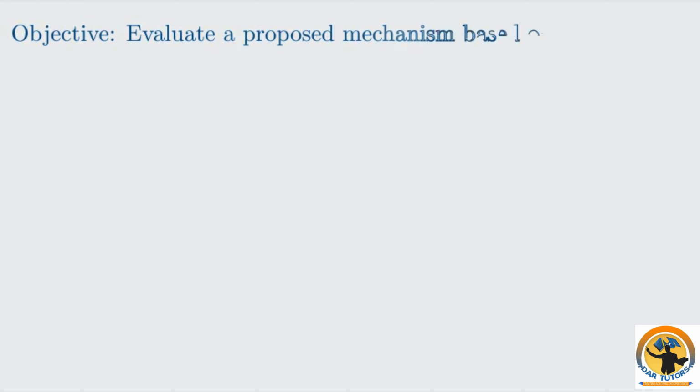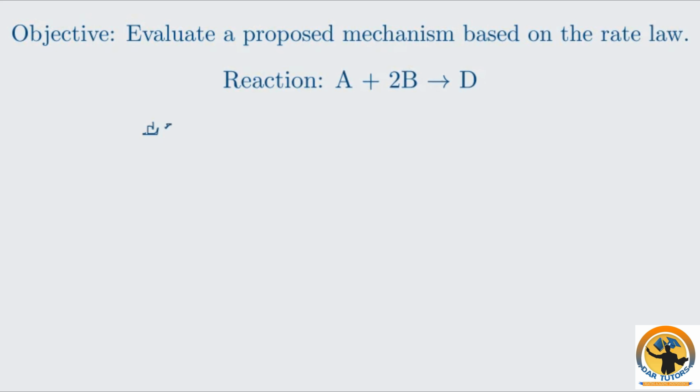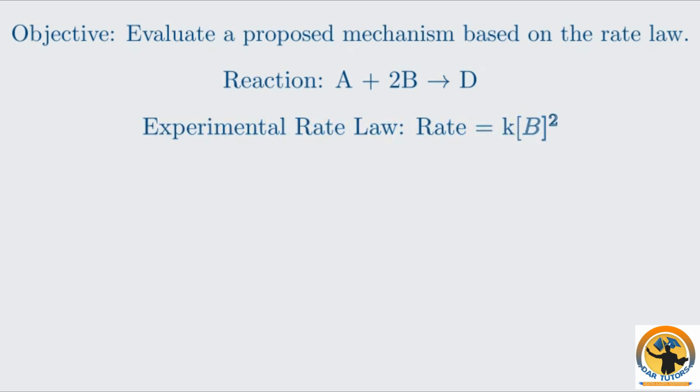Let's work through an example of evaluating a proposed reaction mechanism. Our objective is to evaluate a proposed reaction mechanism based on the experimental rate law. Consider the reaction where A plus 2B yields D. The experimentally determined rate law is rate equals k times the concentration of B squared. This tells us the reaction is 0 order with respect to A and 2nd order with respect to B.